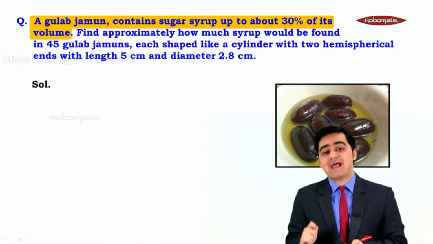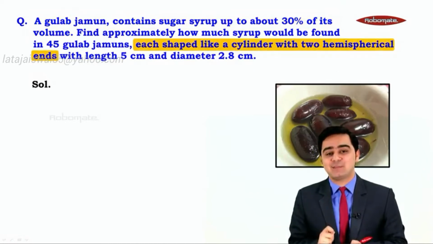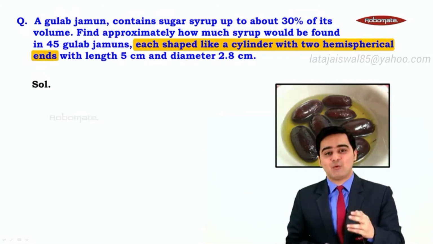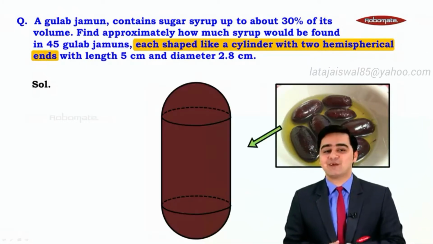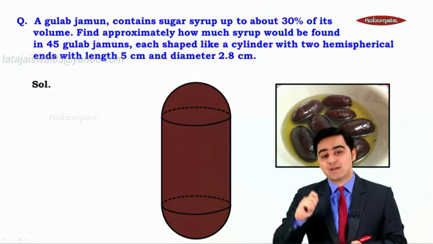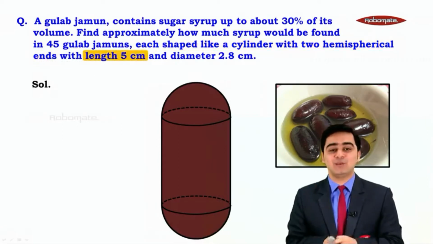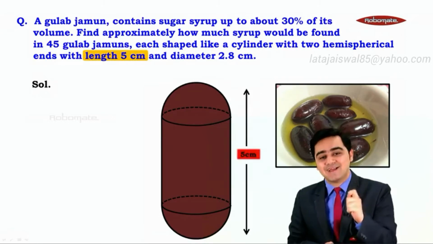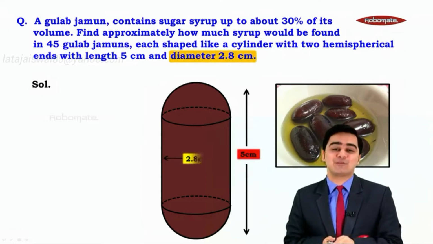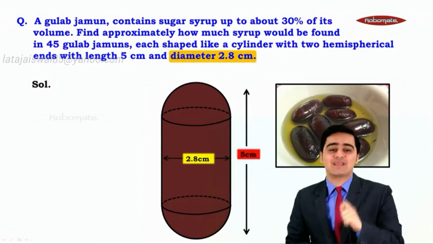Next, it says that each gulab jamun is shaped like a cylinder with two hemispherical ends. So now observe, this is the geometrical figure of the gulab jamun as per the question. Next, they have provided us with the dimensions of the gulab jamun, wherein the length, that is the height of the gulab jamun, is 5 cm and the diameter of the gulab jamun is given as 2.8 cm.